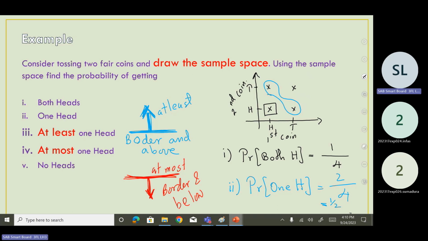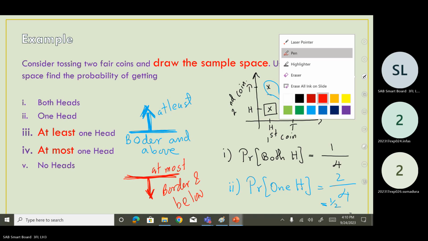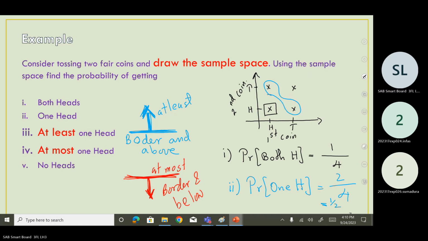Next one, let me put it over there. Third one: probability of at least one head. At least one head, so one head or more heads.